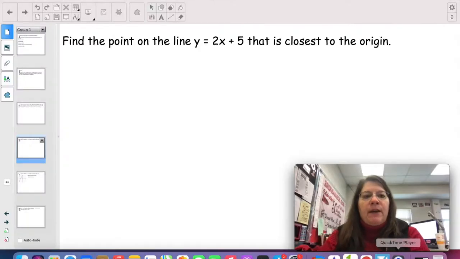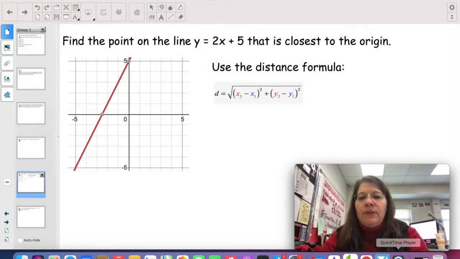Problem number 3, find the point on the line y equals 2x plus 5 that is closest to the origin. Now considering that problem, here's the graph of y equals 2x plus 5, and we're trying to find the point on this line that is the closest to the origin. We're going to use the distance formula for this from geometry. Remember, the distance formula is distance equals the square root of (x2 minus x1) squared plus (y2 minus y1) squared.